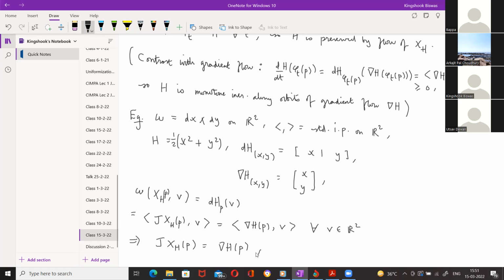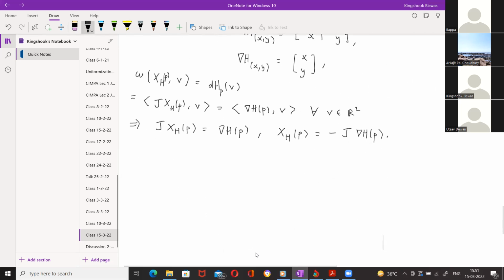This is general for any function; it doesn't matter what function you take. In R^2, XH_p is just the gradient flow rotated. If I apply J on both sides, I get a minus and a J here, so XH_p is minus J of grad H_p. Is this clear? It's just the gradient flow rotated by 90 degrees clockwise. So what is the picture? The gradient flow is the radial vector field looking like this.